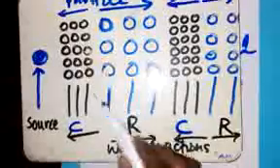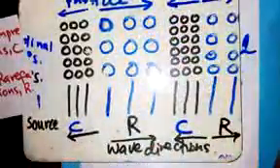Now we can define these features. What are compression and rarefaction? From this diagram, you can see compression is the region in longitudinal waves where particles are close to each other, but rarefaction is the region where particles are far away from each other. Now let us start with compressions.